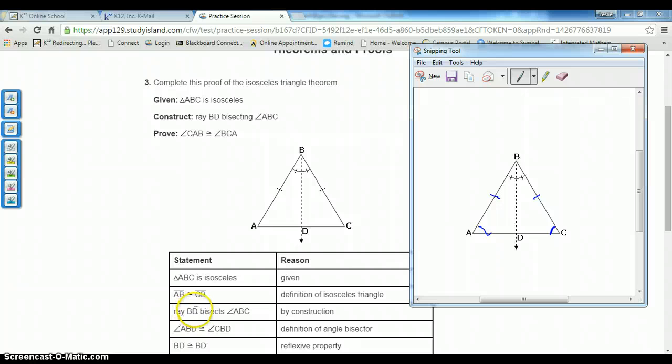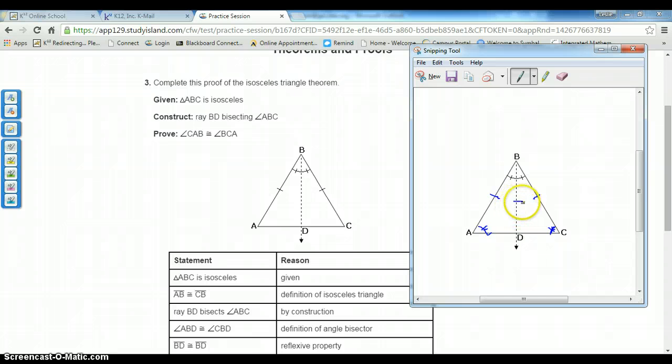The ray BD bisects the angle ABC. Well, that's by construction. They drew it that way. So that makes those two angles congruent. These are congruent and those are congruent. So angle ABD is congruent to CBD, and that's the definition of an angle bisector. When you bisect an angle, it creates two congruent angles.